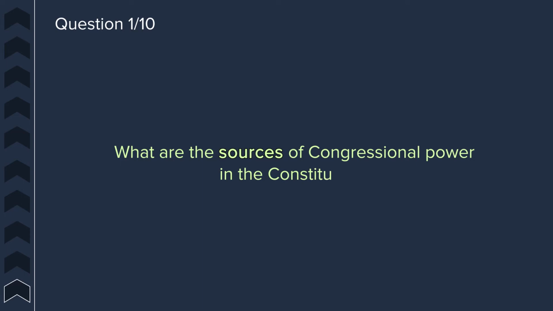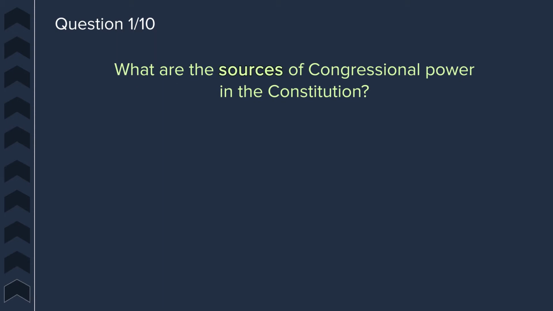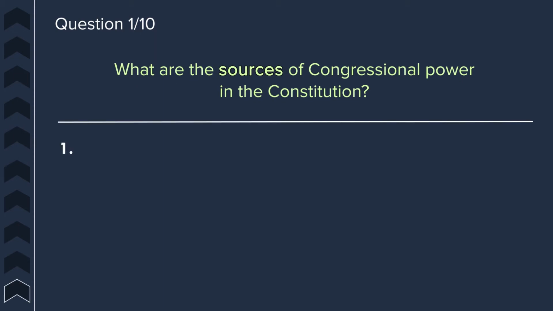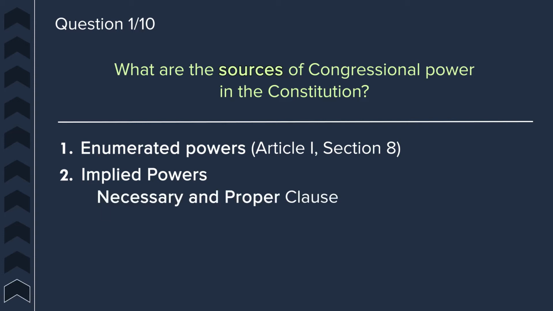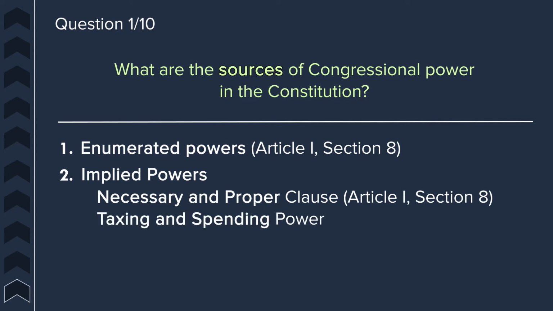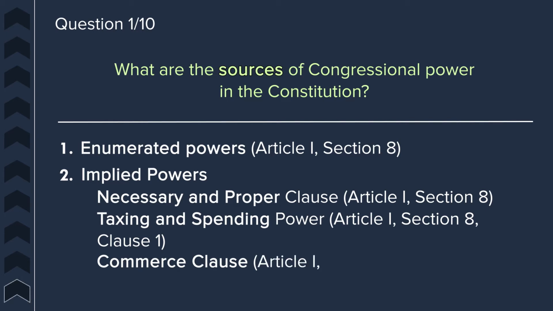Question 1. What are the sources of congressional power in the Constitution? Congressional powers are generally split into two categories. First, there are the enumerated powers, which are found in Article 1, Section 8, and then you have implied powers. First, the Necessary and Proper Clause, which is also in Article 1, Section 8, taxing and spending power, also Article 1, Section 8, Clause 1, and then the Commerce Clause, Article 1, Section 8, Clause 3.